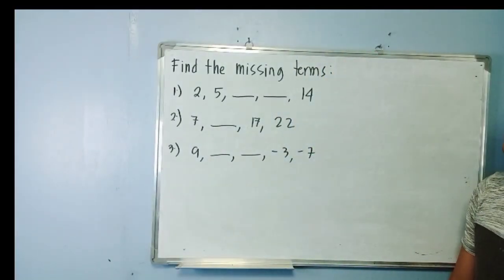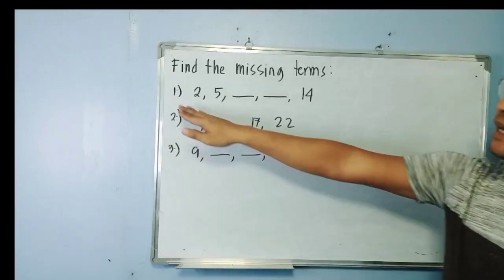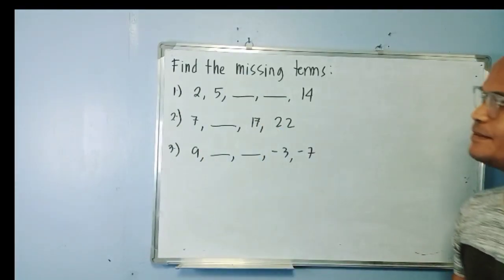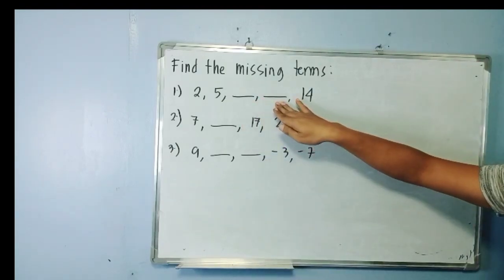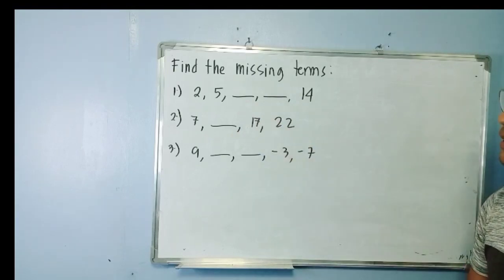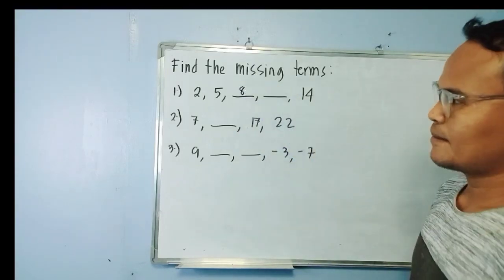Okay, next activity. Find the missing terms. For number 1, 2 is the first term, 5 is the second term. We have no third term, we have no fourth term. So what do you think is the third term? Is it 8? Why is it 8?